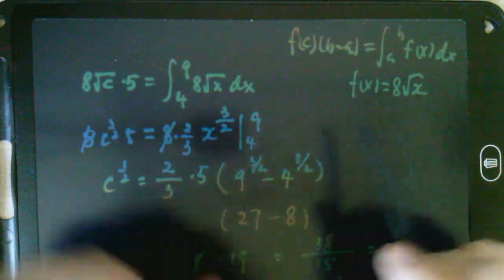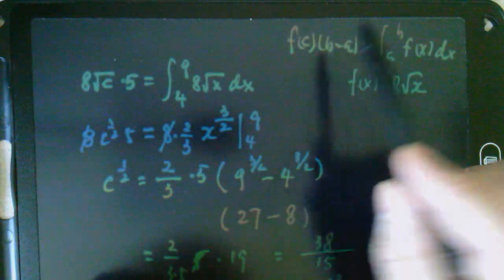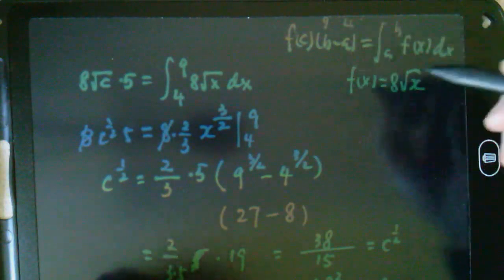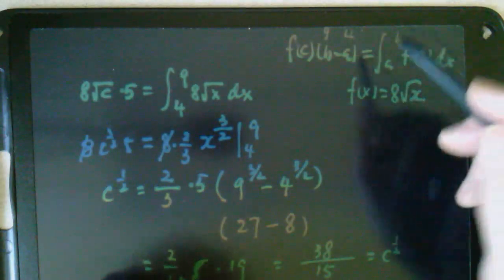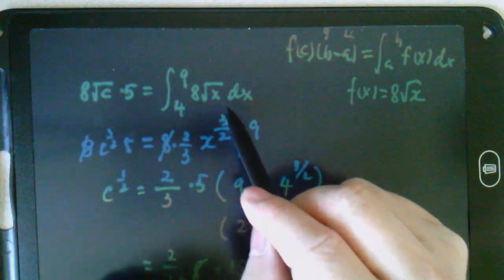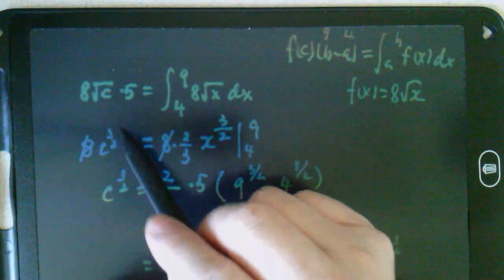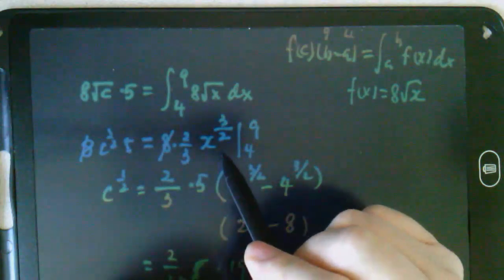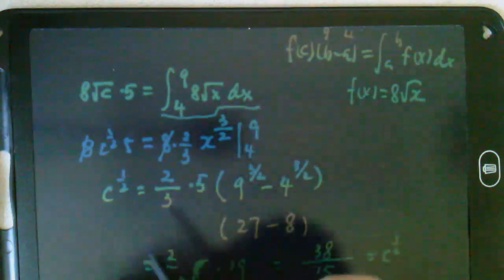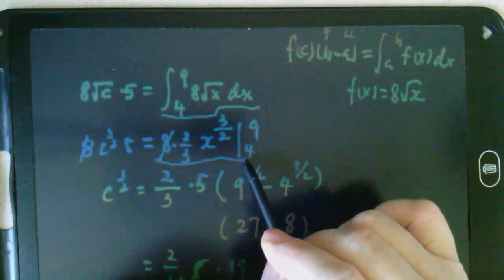So therefore, f(c) is 8 square root c, times (b minus a), where b is 9 and a is 4, because it's from 4 to 9. So the difference is 5. It's the integral from 4 to 9 of 8 square root x dx, because that's f(x) dx. So now we need to find the antiderivative of 8 square root x. That's what we found, the antiderivative.